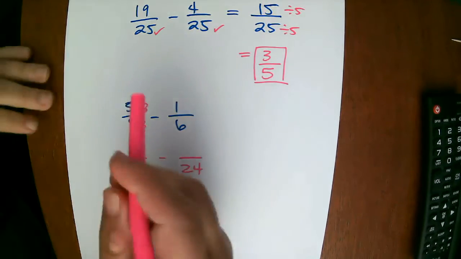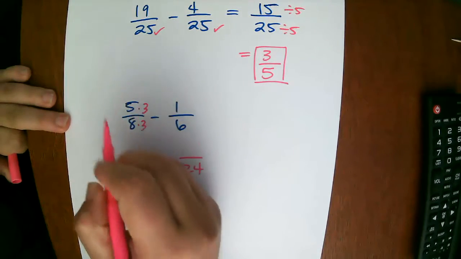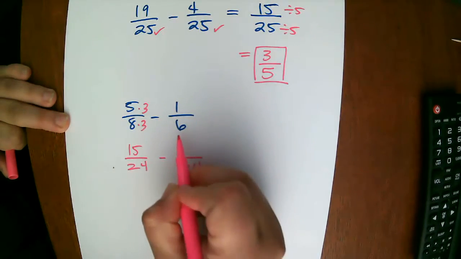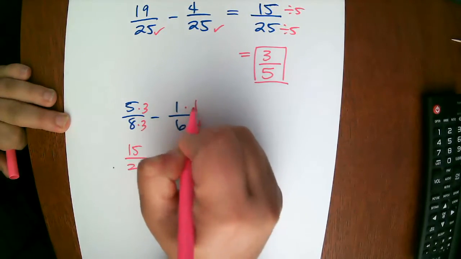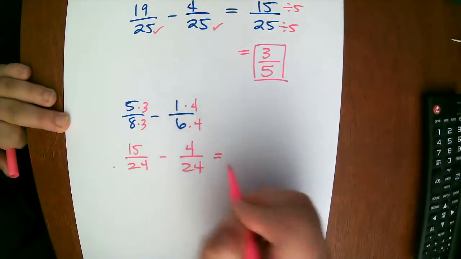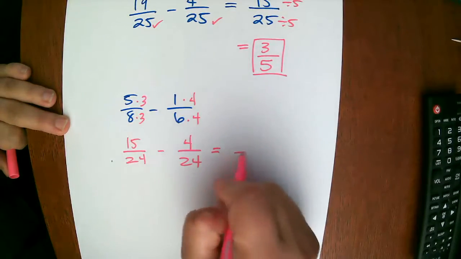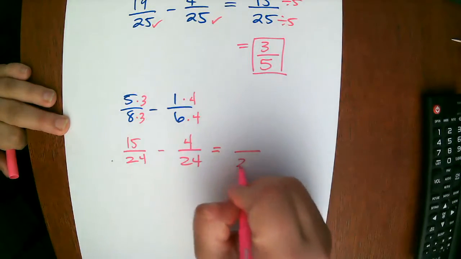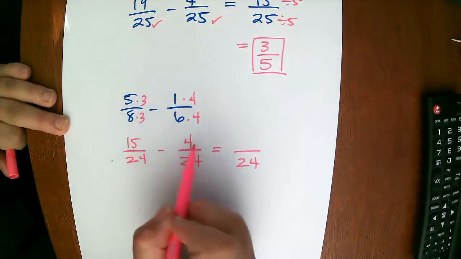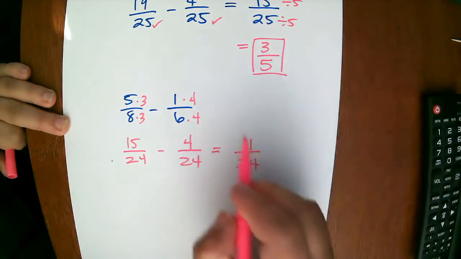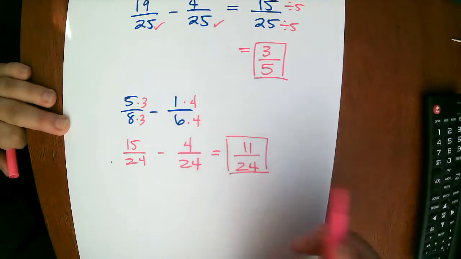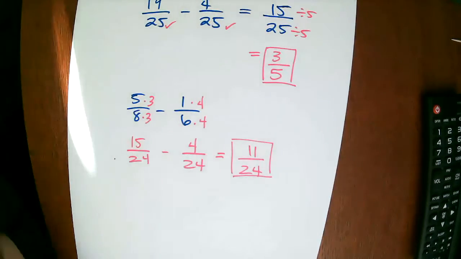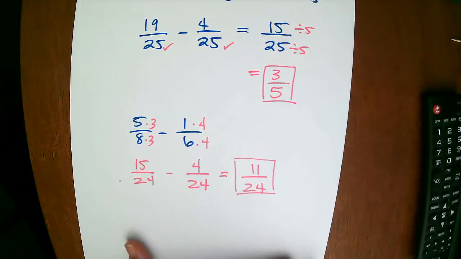Okay, so my new numerator here would be 5 times 3, which is 15. How did I get from 6 to 24? I multiplied by 4, so the new numerator is 4. Next step, carry that denominator over. That doesn't change. 15 minus 4 is 11. Can't simplify, 11's a prime. That's your answer.